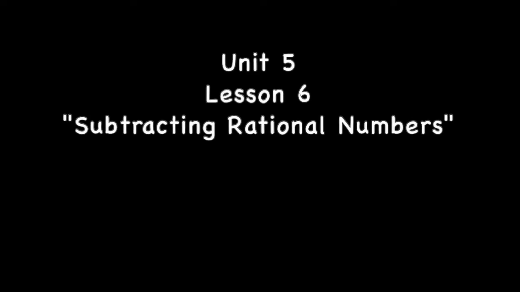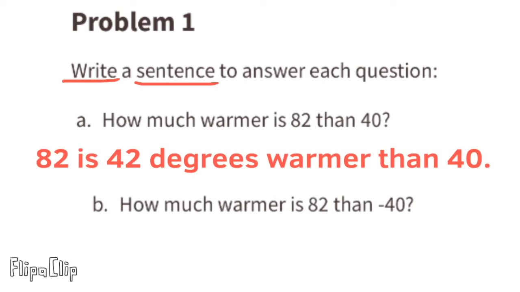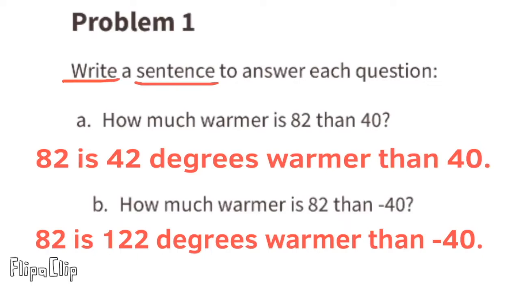Seventh grade Open Up Resources, Illustrative Mathematics, Unit 5, Lesson 6, Subtracting Rational Numbers. Problem number 1. Write a sentence to answer each question. A. How much warmer is 82 than 40? 82 is 42 degrees warmer than 40. B. How much warmer is 82 than negative 40? Here you can see that there's 122 units between negative 40 and 82. 82 is 122 degrees warmer than negative 40.